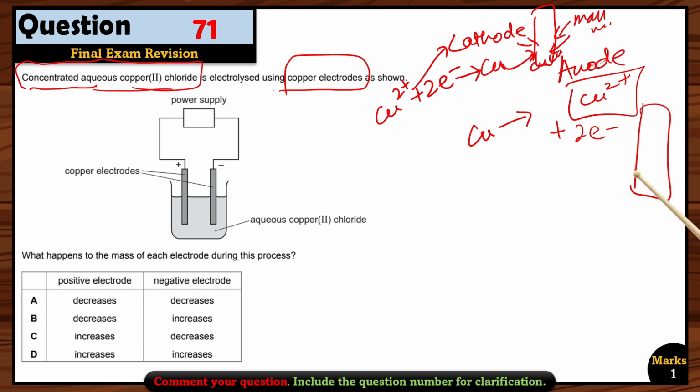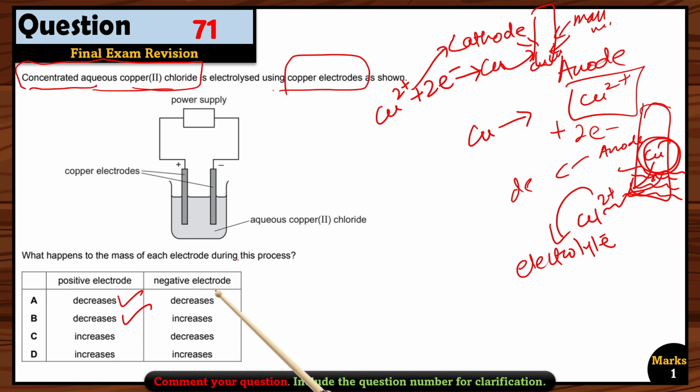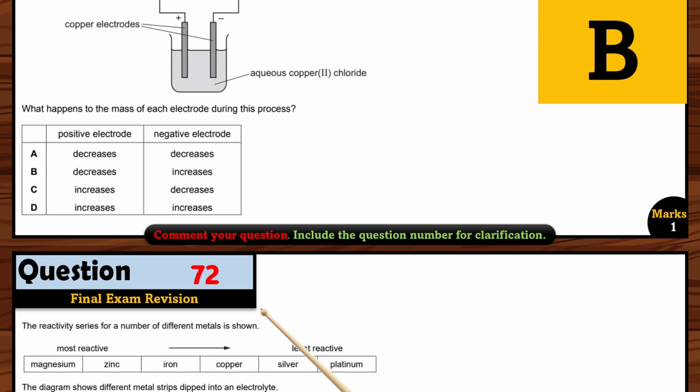But at the anode, what is happening? This is the copper anode, but it is forming the ions now, right? And these ions are going to dissolve in the electrolyte solution. So the metal is slowly changing into ions, so the mass will start to decrease, because this electrode is getting oxidized and dissolved in the solution. So that's why the mass of the anode will decrease. Clear? So positive decreases, negative increases. So option B is the right option.